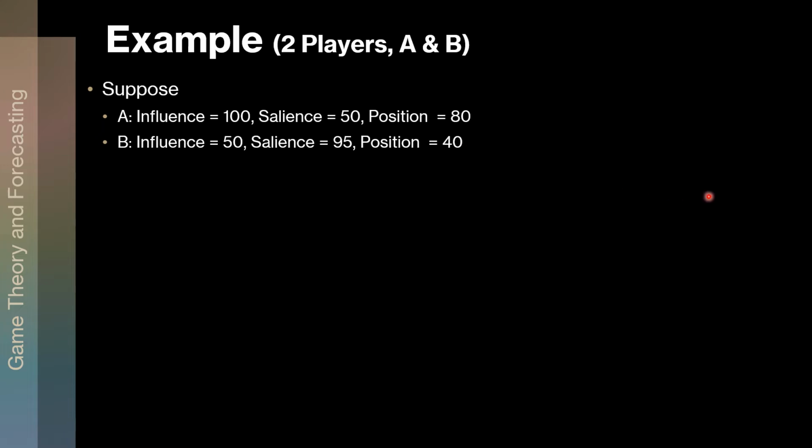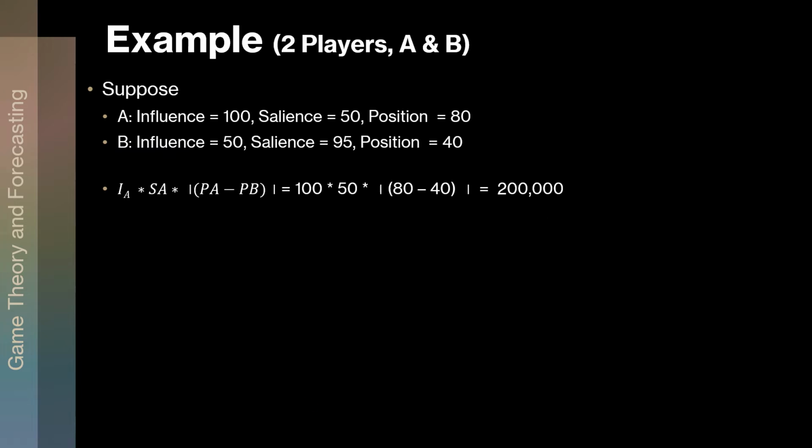With those numbers, though, we can calculate everything that we talked about in the previous slide, right? So we start off by calculating for A. Remember, influence times salience times the difference in position. Influence for A is 100, salience is 50, and A's position is 80, B's position is 40, so 80 minus 40, absolute value, by the way, that's 40. And I'm going to leave the arithmetic out of it. You're going to end up with 200,000, right? It's just a number.